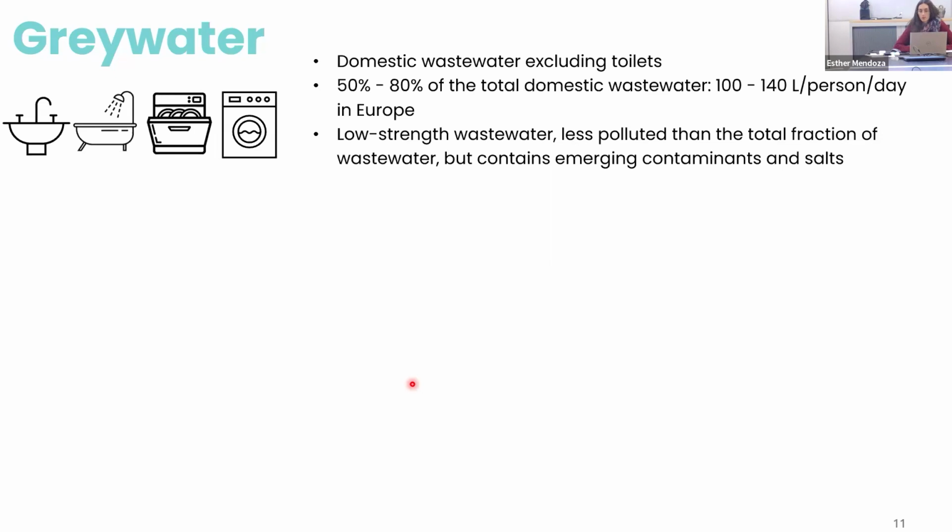And also this water is considered low strength wastewater because it's less polluted than the total fraction of wastewater, and it contains fewer solids, but of course it contains other contamination, salts, and emerging contaminants, so we have to treat this water prior to reuse.